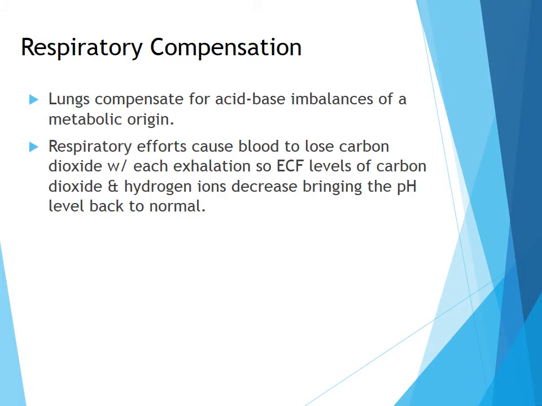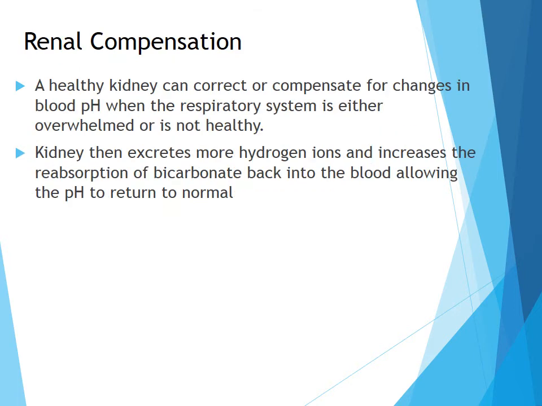So we kind of hit on this already, but respiratory compensation is when the lungs compensate for acid-base imbalances of a metabolic origin, and respiratory efforts actually cause the blood to lose carbon dioxide with each exhalation, so that extracellular fluid levels of carbon dioxide and hydrogen ions decrease, and that will bring our pH level back to normal. And when we start giving you examples of these after lecture and you'll get to work with them, I think it will start to make a little bit more sense to you how this compensation really works.